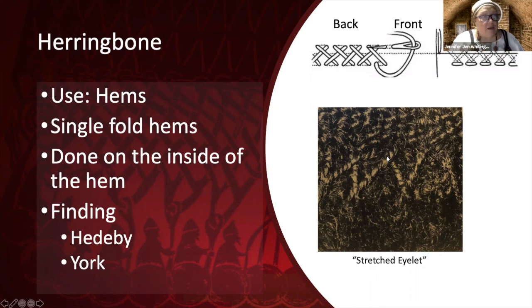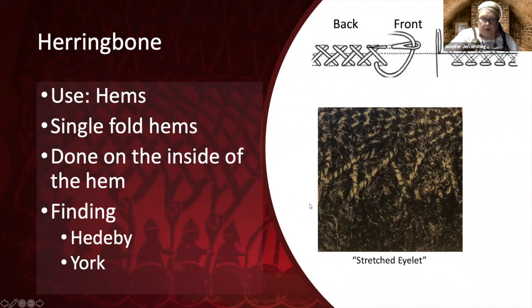So the stretched eyelet is the translation of the Ingehag use of the German. So it is definitely just a translation issue there. So you can use this on single fold hems. It is done on the inside, and then the outside will just be two rows of stitching. And this was found in Hedeby and in York.